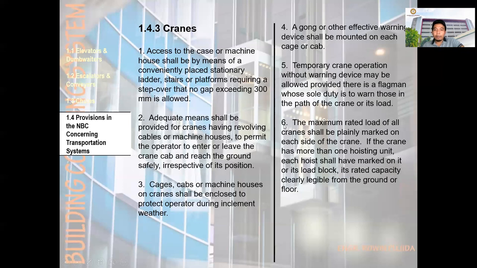And then number six, the maximum rated load of all cranes shall be plainly marked on each side of the crane. If the crane has more than one hoisting unit, each hoist shall have its rated capacity marked on it or its load block, clearly legible from the ground or floor.